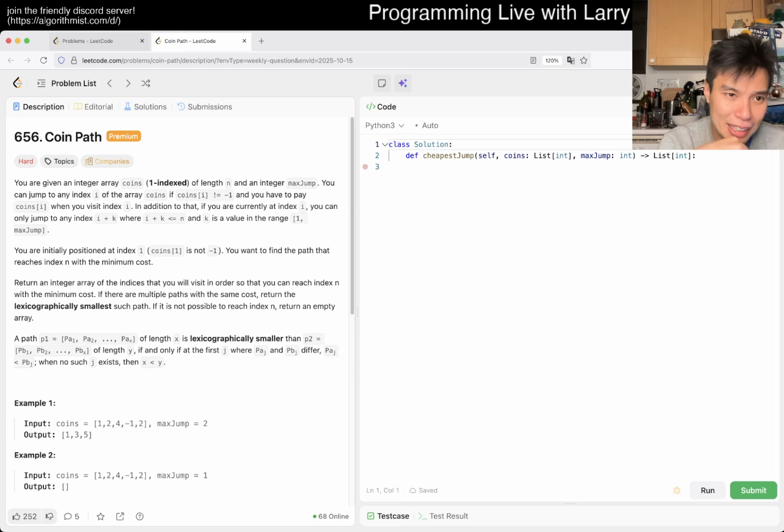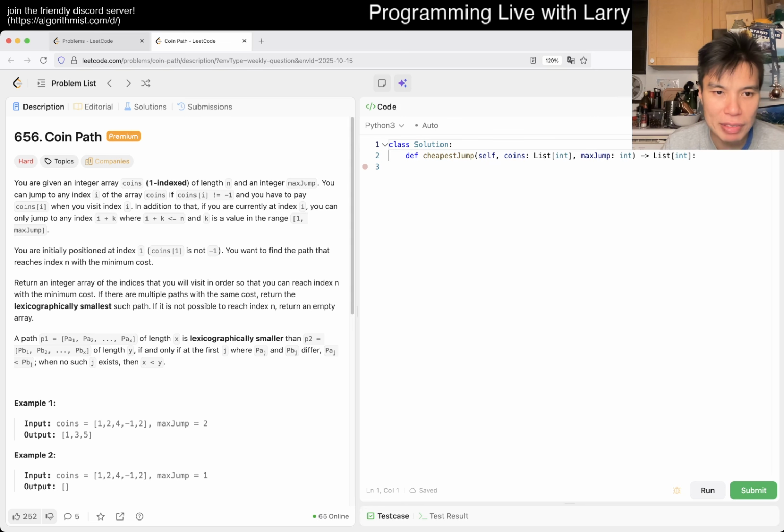Today we have 656 Coin Path, which is hard. You're given an integer array coins of length n and an integer maxJump. You can jump to any index i of the array coins if coins[i] is not equal to -1, and you have to pay coins[i] when you visit index i. In addition to that, if you're currently at index i, you can only jump to any index i plus k, where i plus k is less than or equal to n, and k is a value in the range 1 to maxJump. You're initially at position 1. You want to find the path that reaches index n with the minimum cost.